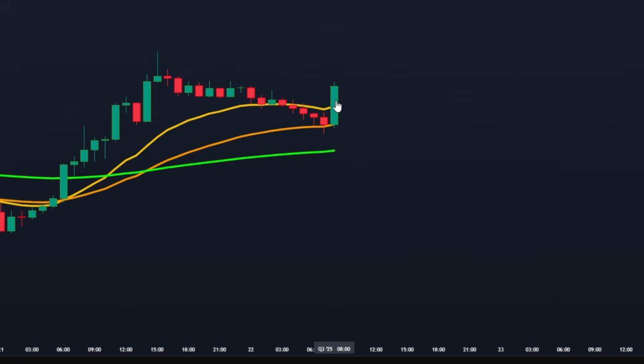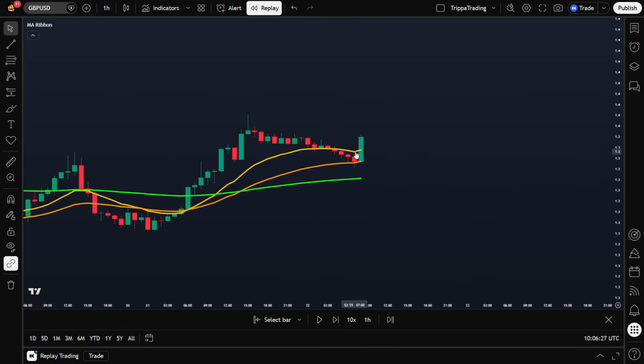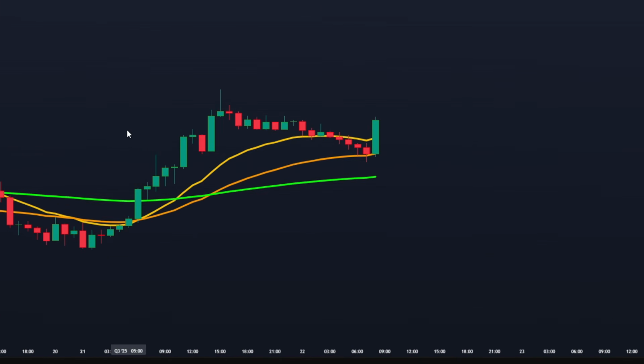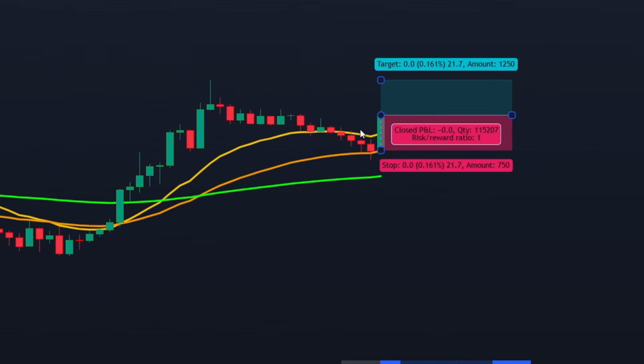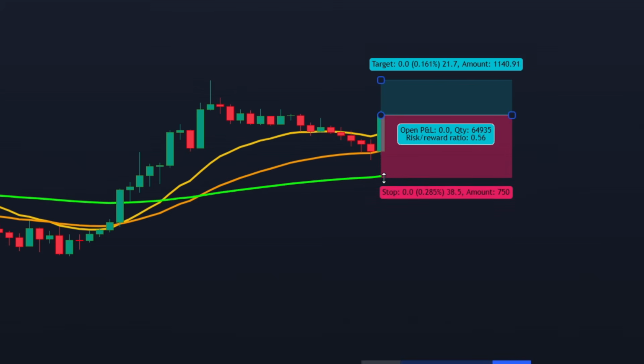Once that pullback is in place, we wait for a candle to close above the 34 EMA. That is our signal that the pullback may be ending and bullish momentum may be returning. And just like in the sell setup, if that candle is weak or small, you can wait for a stronger one. You want a candle with a solid body that shows real intent, not just a weak push.